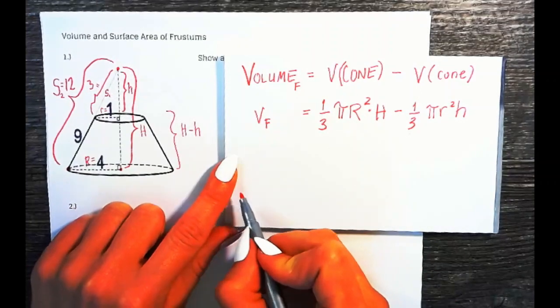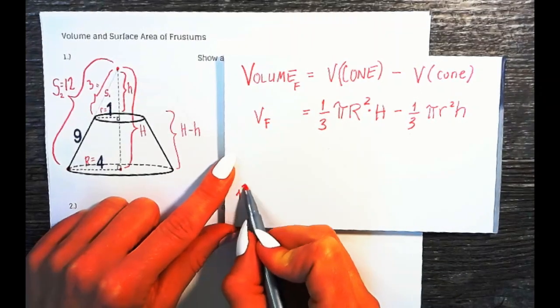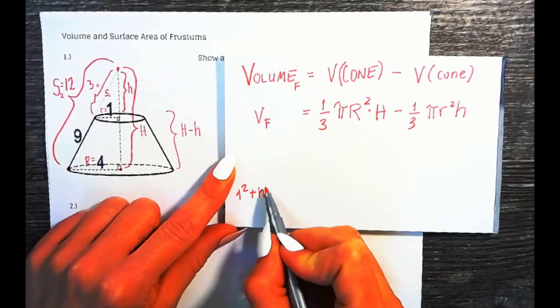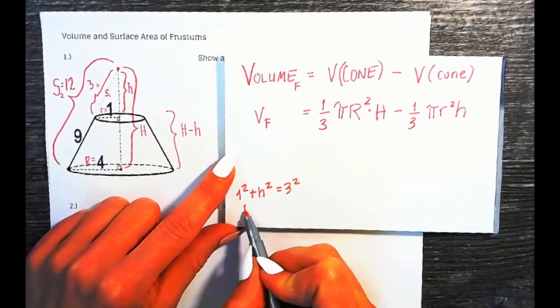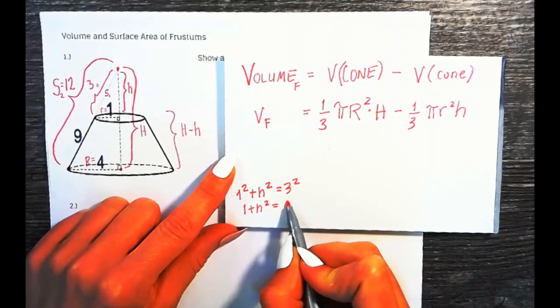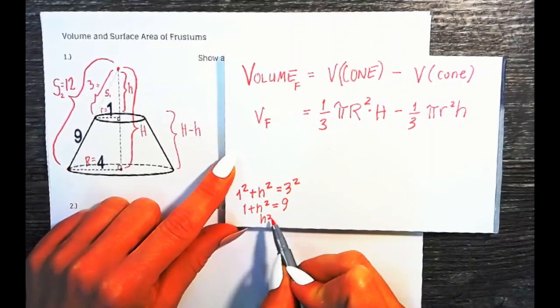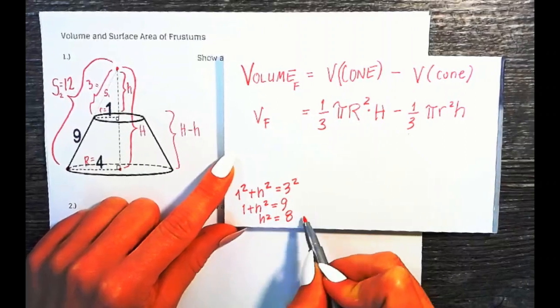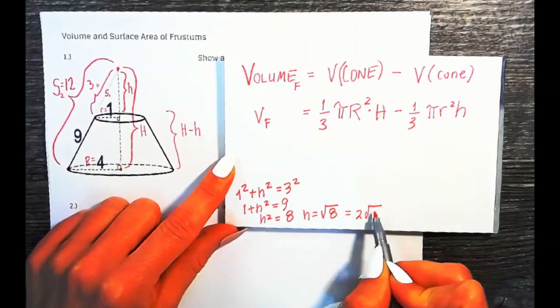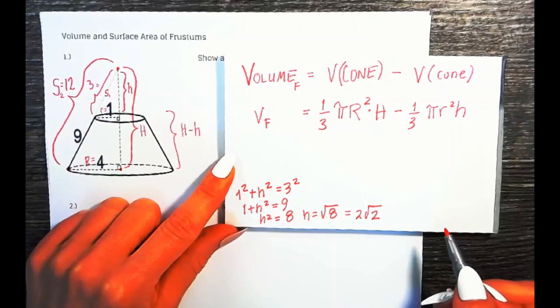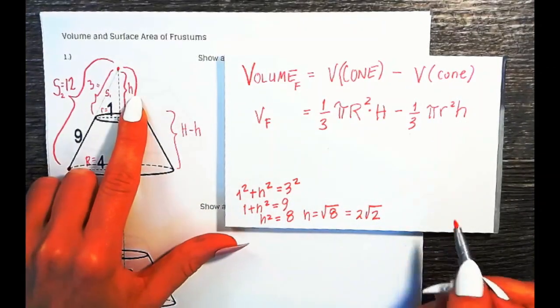So I'll have 1 squared plus h squared equals 3 squared. 1 plus h squared is 9. H squared equals 8. That means that h equals the square root of 8, which is really 2 radical 2. So that's our lowercase h.